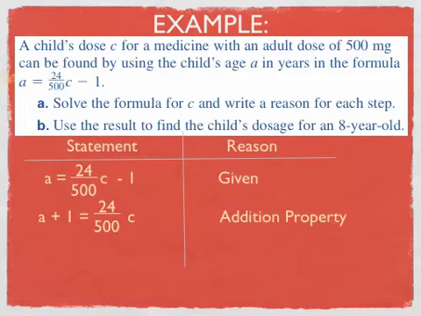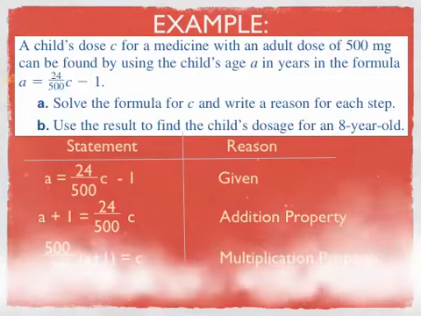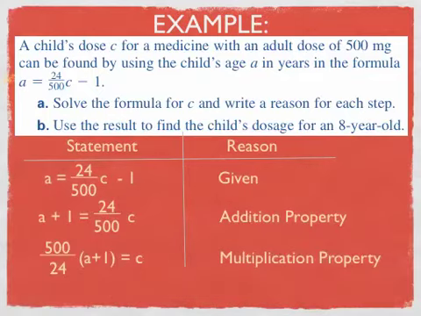When you're trying to get rid of multiplying by a fraction, you need to divide. You can divide each side by 24 over 500. But dividing by a fraction is the same as multiplying by its inverse. Regardless of how you think about it, you should be able to get to 500 over 24, and then in parentheses, a plus 1 equals c.